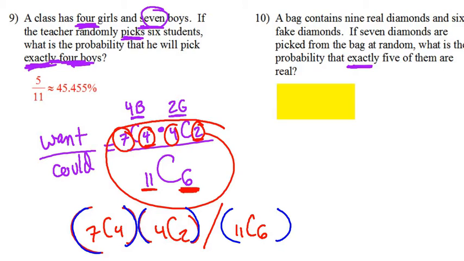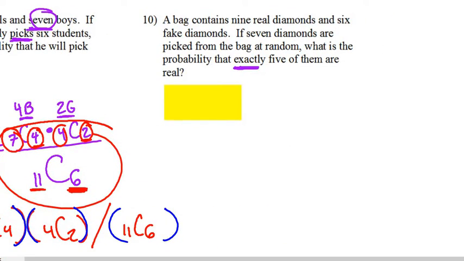Alright, the next one is talking about a bag filled with diamonds. A bag has 9 real diamonds and 6 fake diamonds. Again, I always encourage you to pause the video and try this on your own before checking the answer. 9 real diamonds and 6 fake diamonds. So it looks like 15 total diamonds. Again, we're doing what we want to happen over what could happen. So we know 15 is going to somehow be part of this.